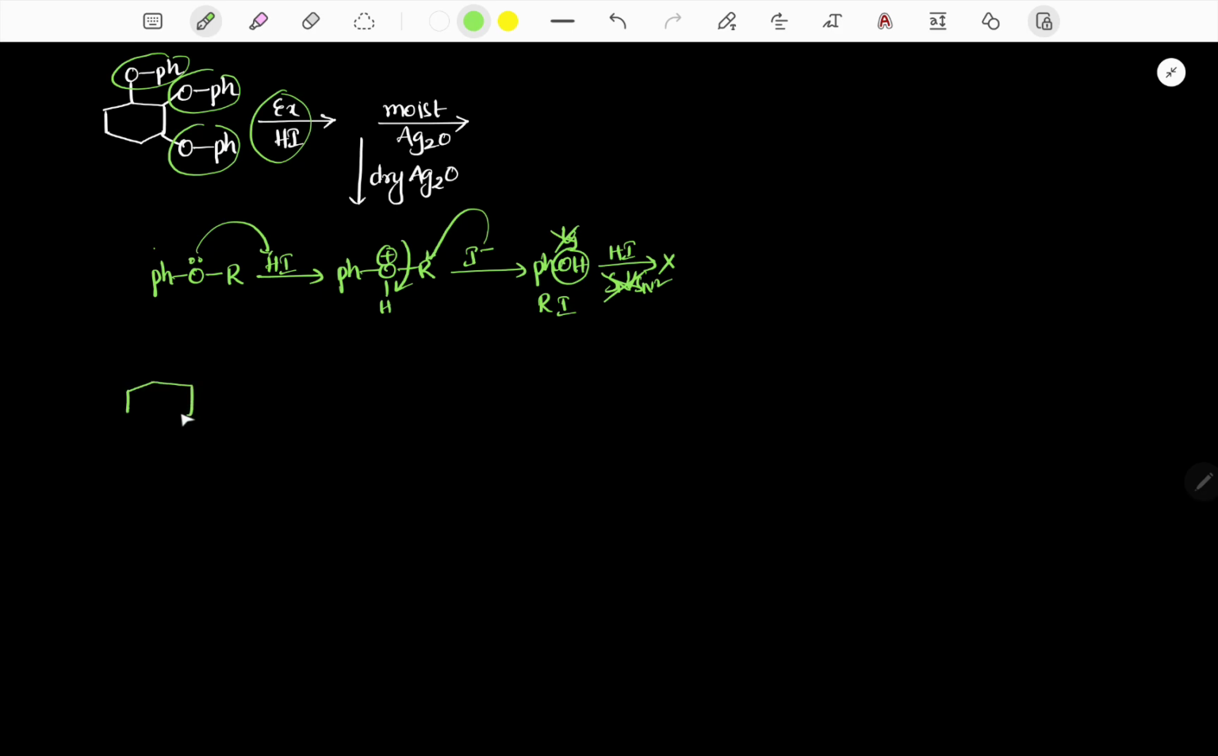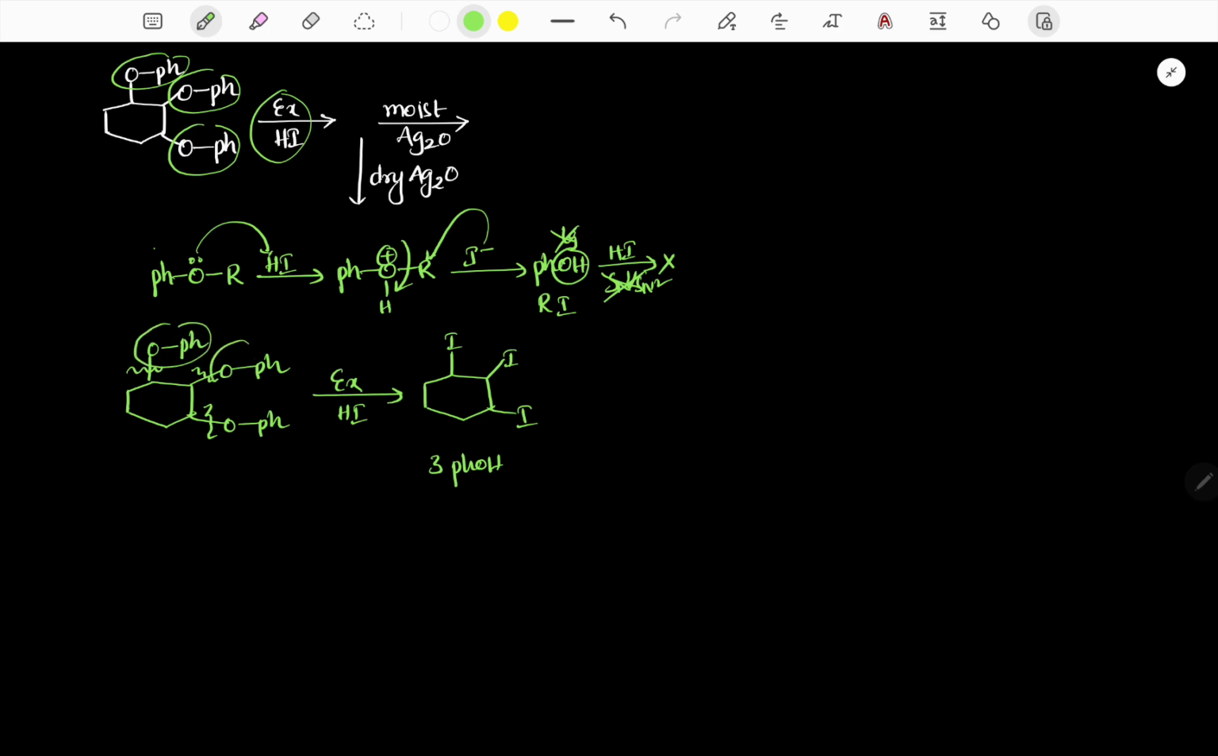Similarly, here we have three types of ethers: first ether, second ether, third ether. When we add excess of HI, this bond will break, this bond will break, this bond will break, and finally it gives the corresponding 1,2,3-triiodocyclohexane and 3 moles of phenol: first phenol, second phenol, third phenol.